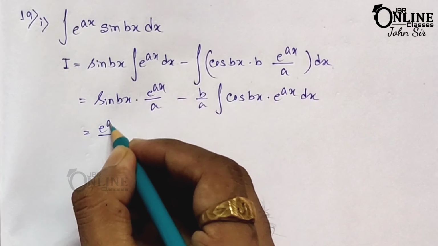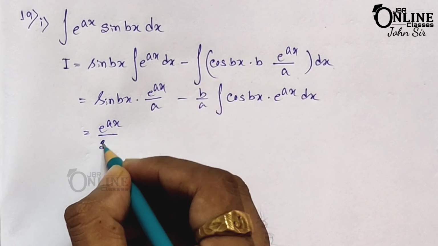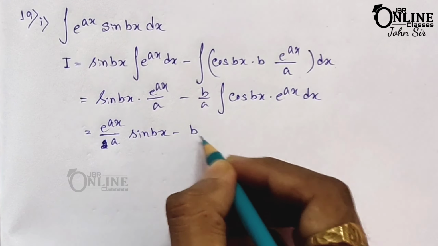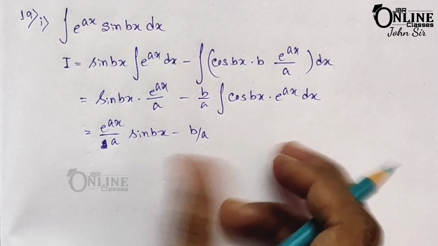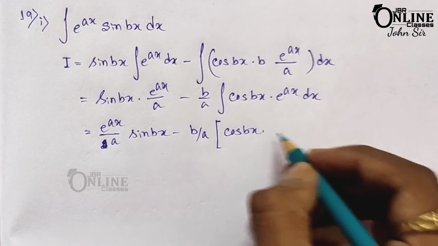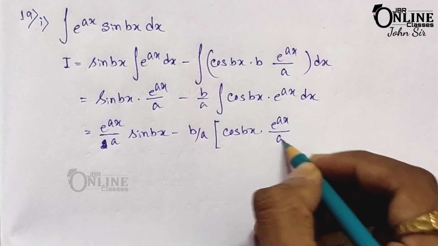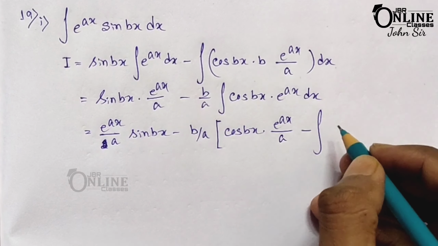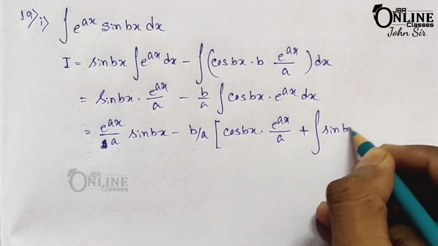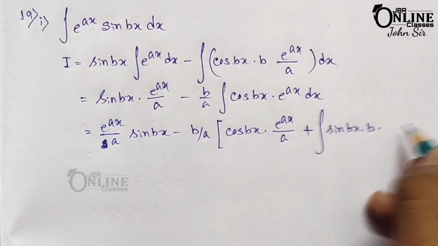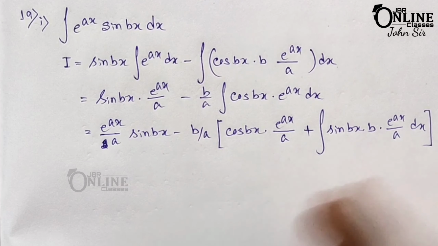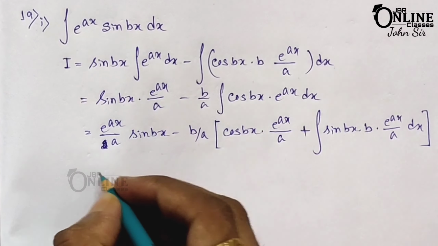So here e to the power ax by a sin bx, and in that case here also you can apply the UV rule. So for UV rule it will be cos bx, then integration of this one, so it will be e to the power ax by a, minus, now derivative of cos bx, so it will be here plus sin bx into b, and then here again e to the power ax by a dx. Okay, I hope it's clear.